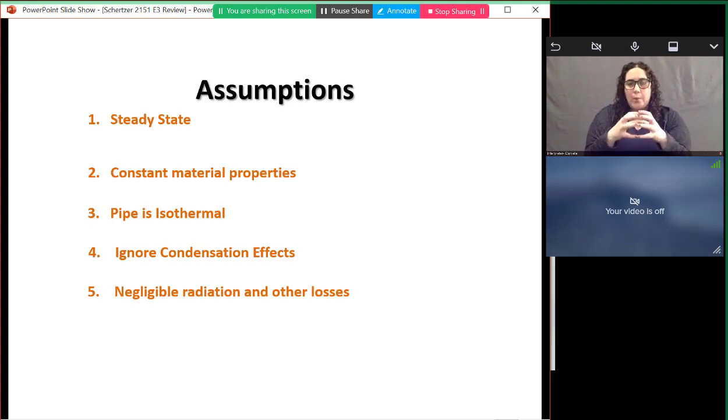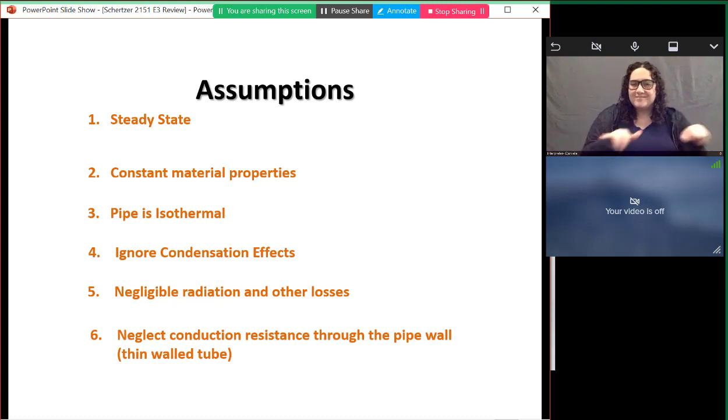We're going to neglect radiation and other losses. And we're going to neglect conduction resistance through the pipe wall. What this means, right, is we're going to assume that the pipe has a thin wall and that the temperature on the wetted perimeter, right, so the temperature of the pipe that touches the fluid, is the same temperature as the outside of the pipe, which we're assuming is the same as the soil.